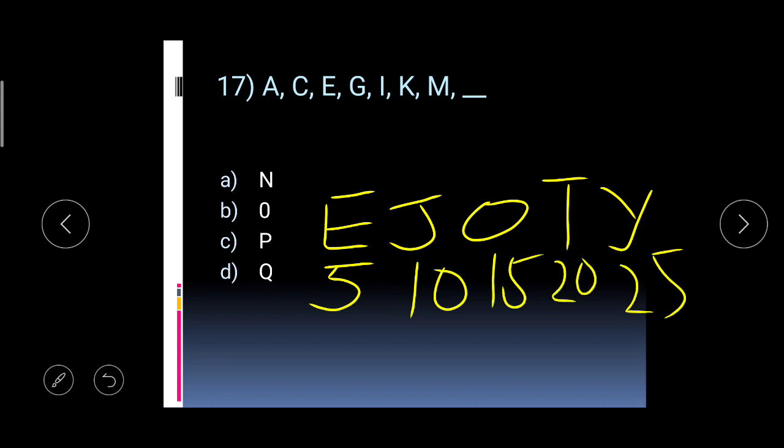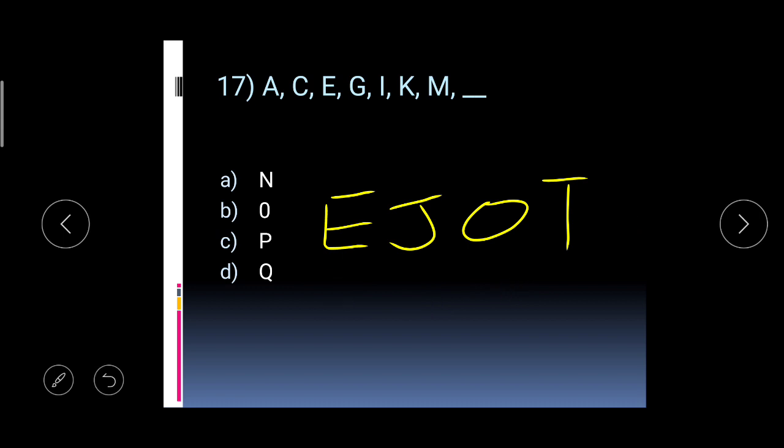T20, we all know T20 matches, right? So T is always at the 20th position. O is 15, J is 10, E is 5, and Y is 25, right? So if we remember at least EJOTY, we get the reference terms very easily. Okay, so let's start by applying this EJOTY and see how to solve this question.